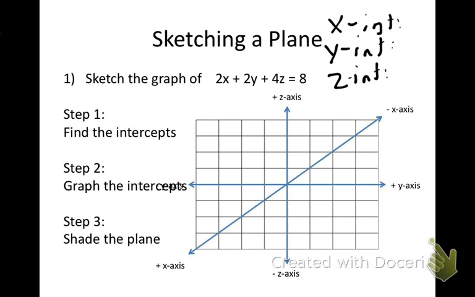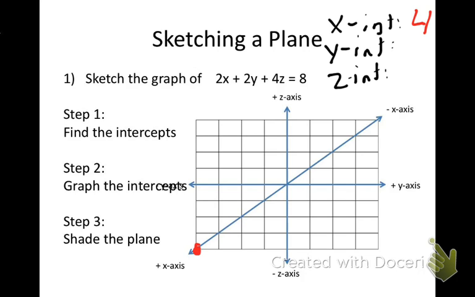Let's see here. Jersey, what is my x-intercept? Tiana, what's the x-intercept? Thank you. To find the x-intercept, I just cover up the y and z. Kind of the shortcut way, solve for x. So the x-intercept is 4, so I'm going to plot 4 right there on my x-axis.